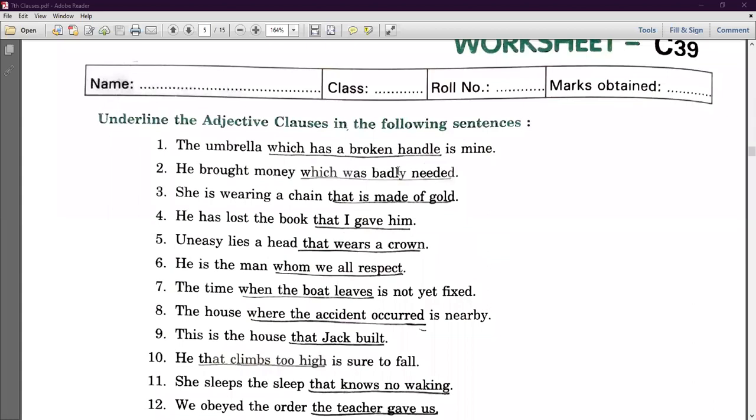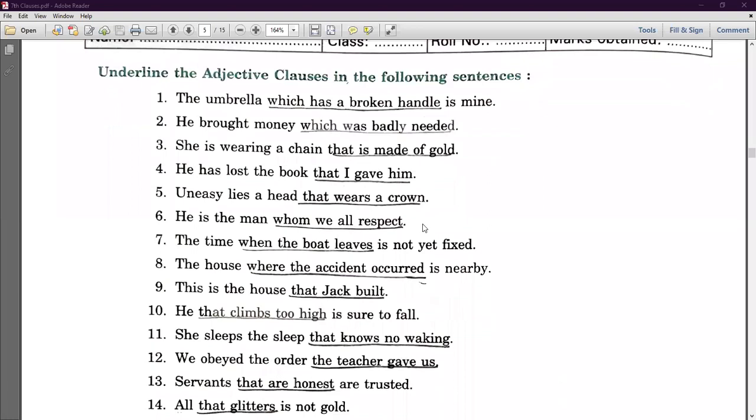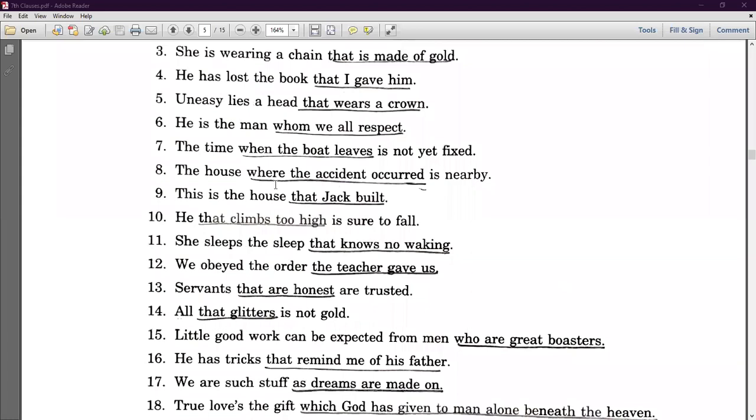He brought the money which was badly needed. She is wearing a chain that is made of gold. He has lost the book that I gave him. Uneasy lies the head that wears a crown. He is the man whom we all respect. The house where the accident occurred is nearby. Sorry, only "where the accident occurred". You don't have to underline the house.